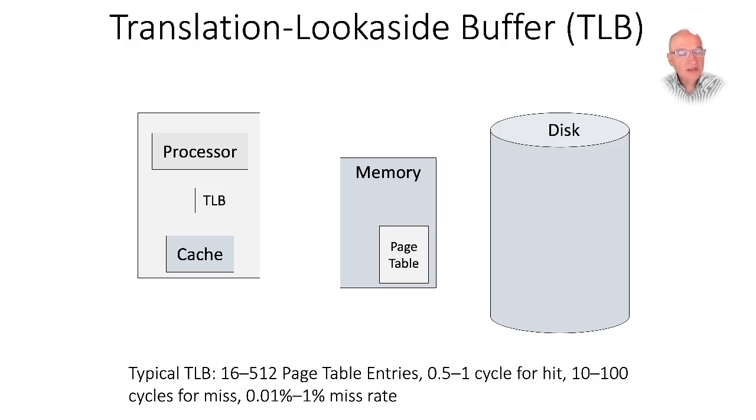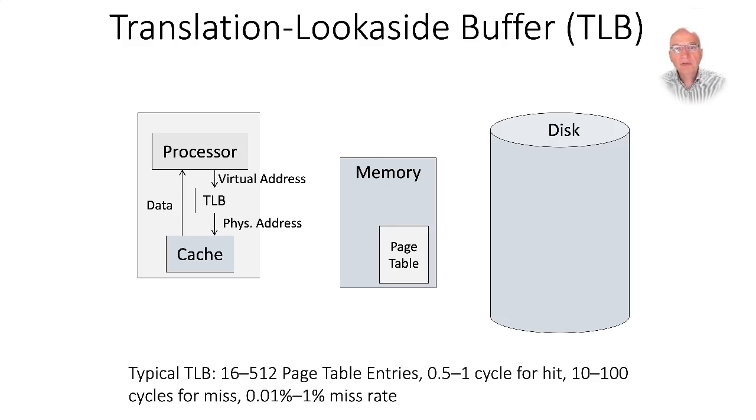My translation look-aside buffer will be accessed by the virtual address. So I'm going to send the virtual address to the translation look-aside buffer. If I am in luck, the translation look-aside buffer will contain the physical address, and the data will be in the cache, and I can send the address to the cache.